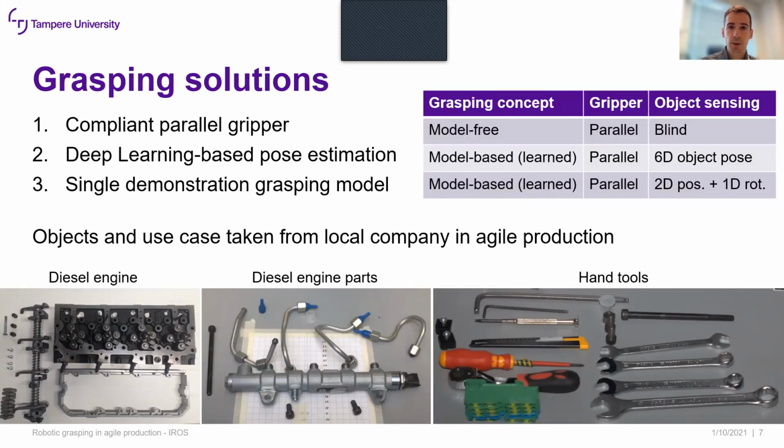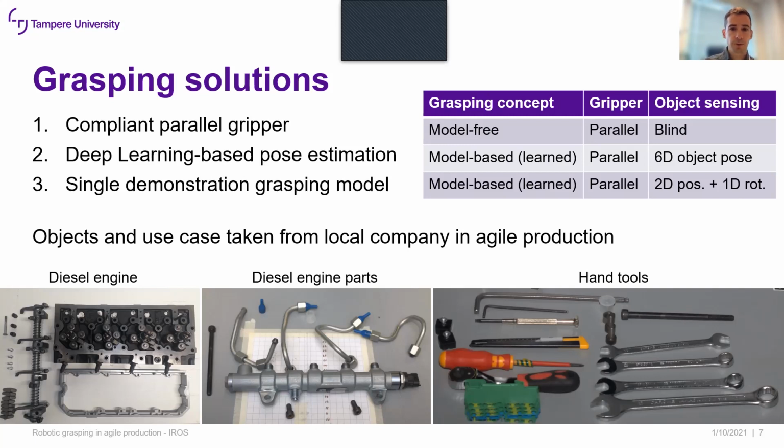In this presentation, I want to give a few solutions for this handling of objects, and they can be seen here. First, I want to present a compliant parallel gripper, which doesn't use any object sensing to do the grasping. Then second, a method which is based on pose estimation and the learning of a model for pose estimation. And then finally, I want to present the single demonstration grasping model, which doesn't take into account the full 6D pose of objects, but only the 2D position and orientation on a plane.